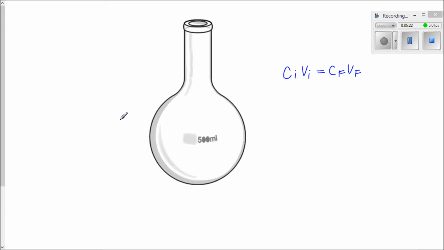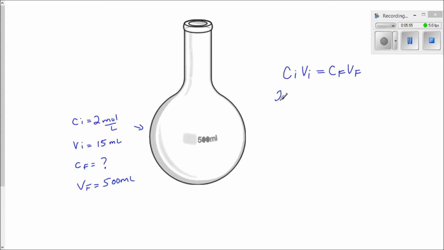So again, if we look at our solution, we know that initially we had a concentration of 2 moles per liter. Now I'm going to say I because that's what I started with. My initial volume that I added or transferred is 15 milliliters. The final concentration after we dilute it is what I want to find. So the F means final, C means concentration, and the final volume is what we diluted it to, which is 500 milliliters. Now all I'm going to do is just fill in my numbers here.